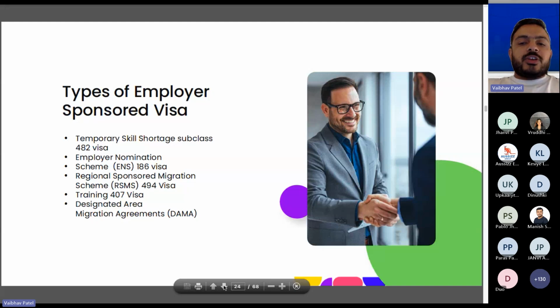Now, employer sponsorship visa, I have already covered that, but I will still give you a brief again. In employer sponsorship visa, we include subclass 482, subclass 186, direct stream, and the temporary resident transition stream, subclass 494, subclass 407, which is a temporary visa, and DAMA agreement for subclass 482 and 494.